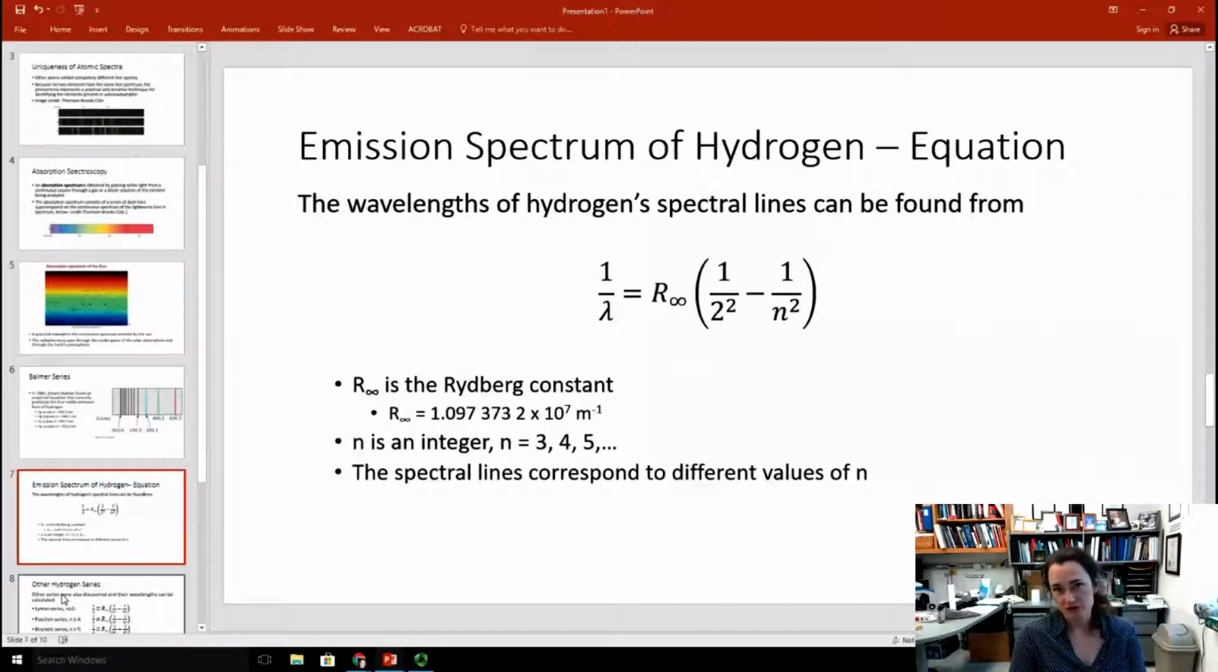Now the Rydberg version of that equation is shown here. You can fit that mathematical series to this equation: 1 over the wavelength of the line is equal to the Rydberg constant times (1 over 2 squared minus 1 over n squared). Here the Rydberg constant is 1.097 times 10 to the 7th inverse meters, and n is an integer that starts at 3 and goes up from there. The spectral lines correspond to different values of n.